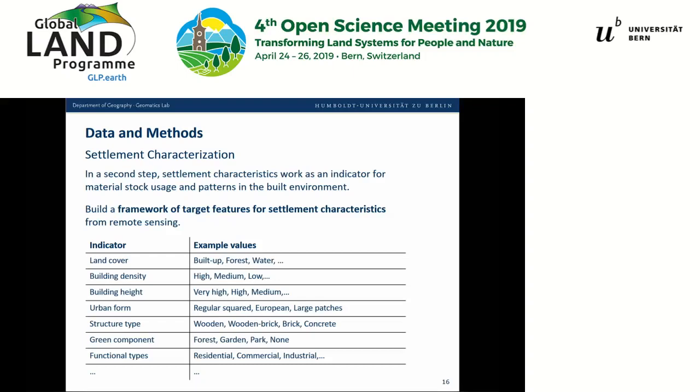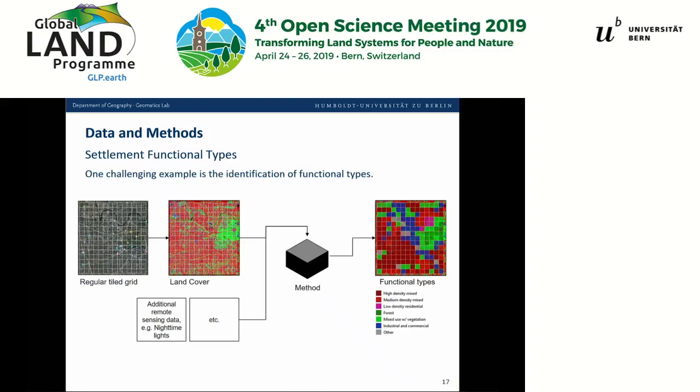And I want to show what the idea is, how that could work for one example. Let's take the functional types, for example. So we think that we can make a regular grid, or a hexagonal grid or squared grid, or whatever the size might be. We overlay different indicators such as land cover or others. We use additional remote sensing data or other data that we have at hand. Then we apply a method, and then we have functional types.